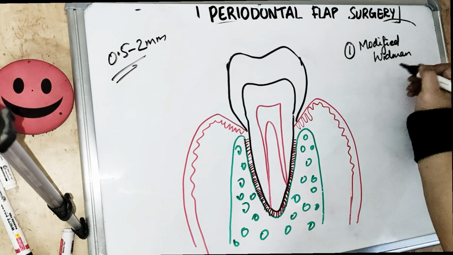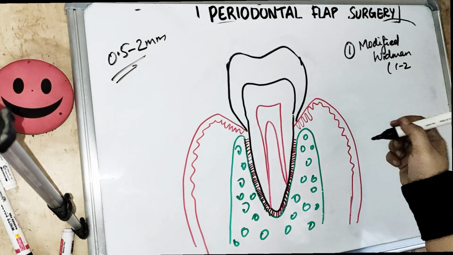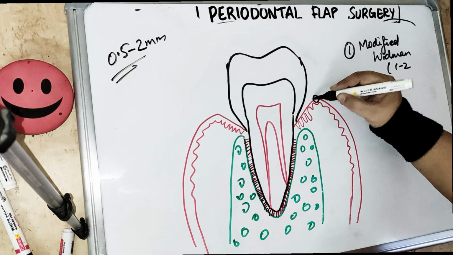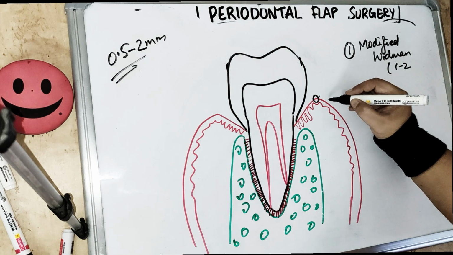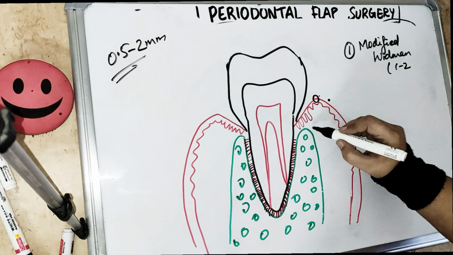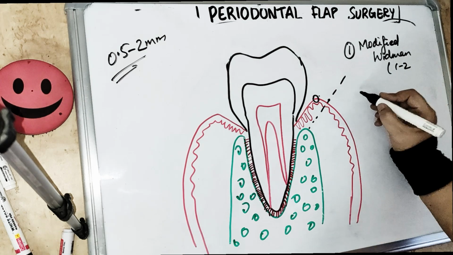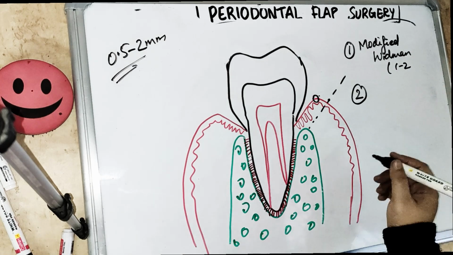It is 1 to 2 millimeters away from the gingival margin. So this is the marginal gingiva. So this is 1 to 2 millimeters away from the gingival margin will be our modified Widman flap. The second one is the apically displaced flap.